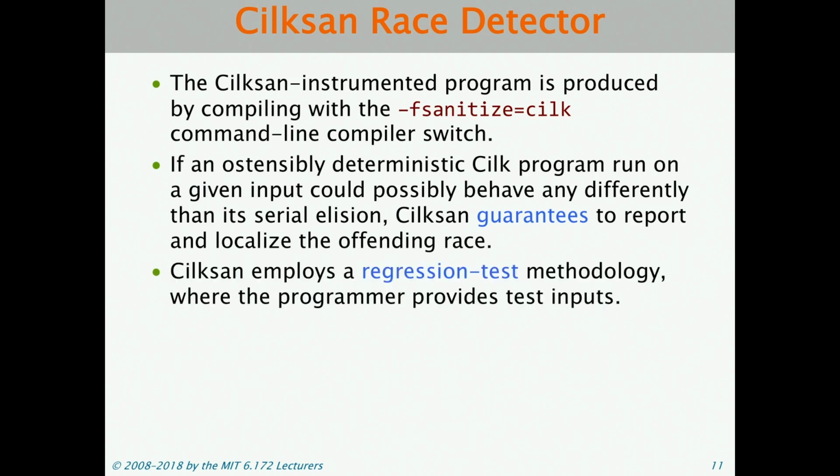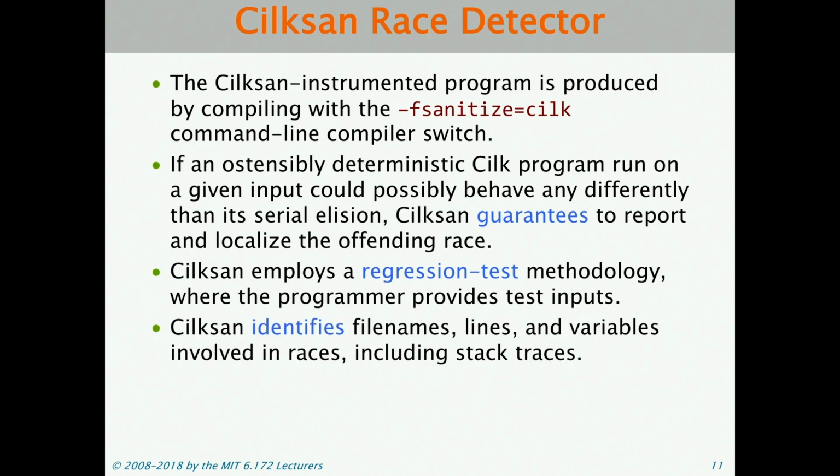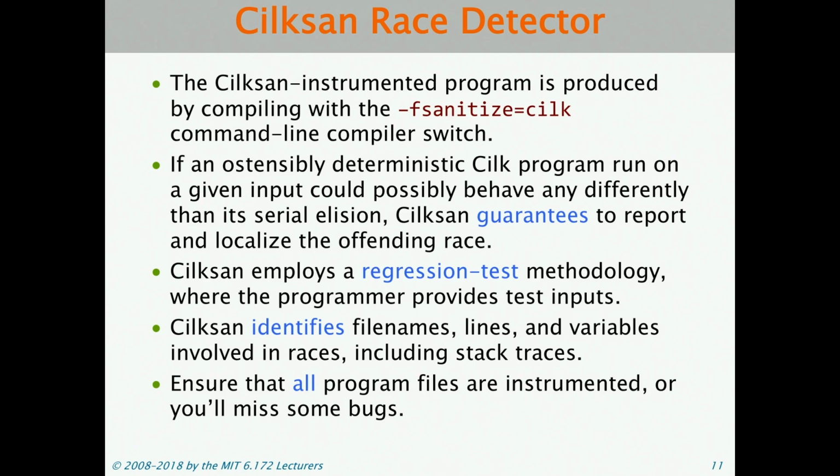So Cilksan employs a regression test methodology where the programmer provides it different test inputs, and for each test input, if there could possibly be a race in the program, then it will report these races. And it identifies the file names, the lines, the variables involved in the races, including the stack traces. So it's very helpful when you're trying to debug your code and find out where there's a race in your program. One thing to note is that you should ensure that all of your program files are instrumented, because if you only instrument some of your files and not the other ones, then you'll possibly miss out on some of these race bugs.